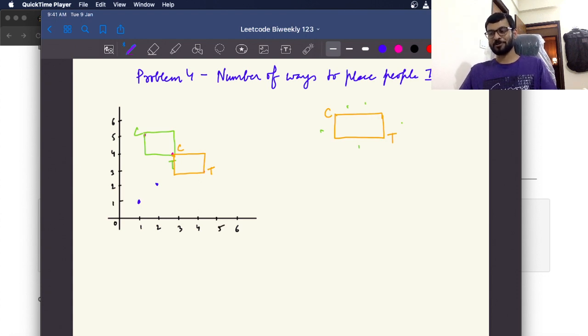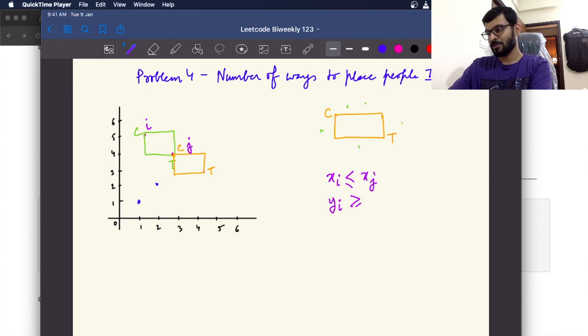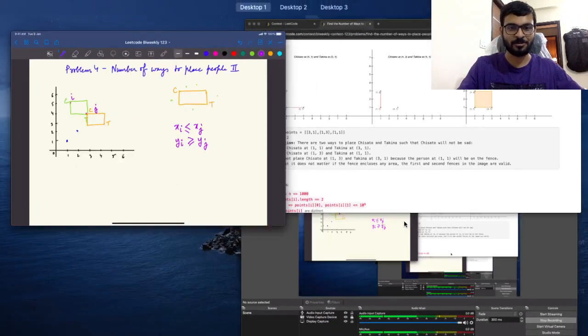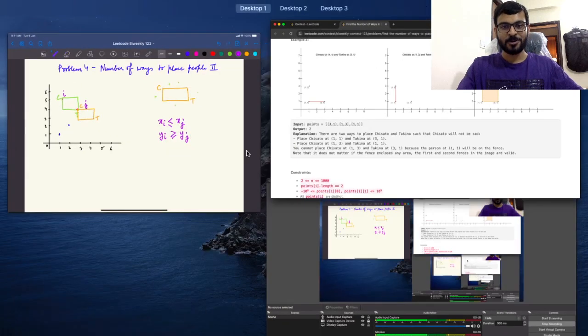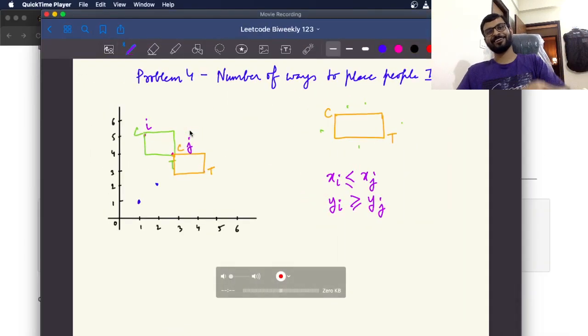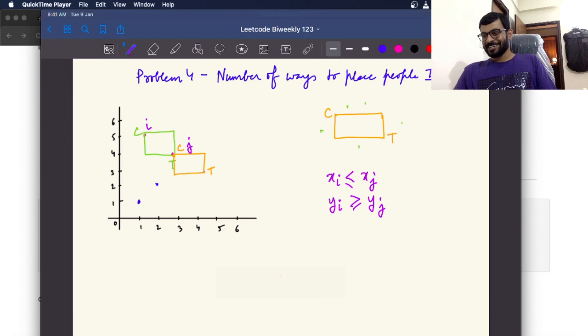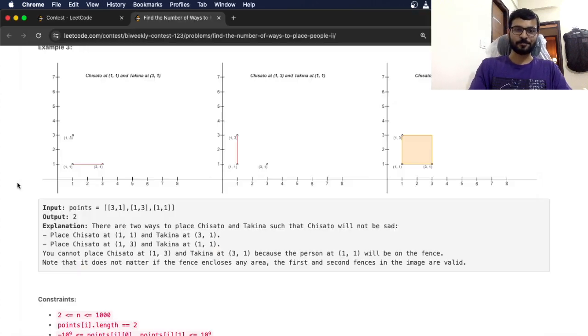So for every pair of points, you should check that, okay, top left basically means that if I call this I and this one J, then Xi is less than or equal to Xj and Yi is greater than or equal to Yj. So Chisato should have a lesser X and a greater Y. That's it.